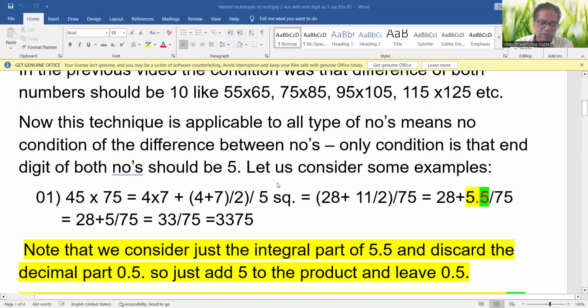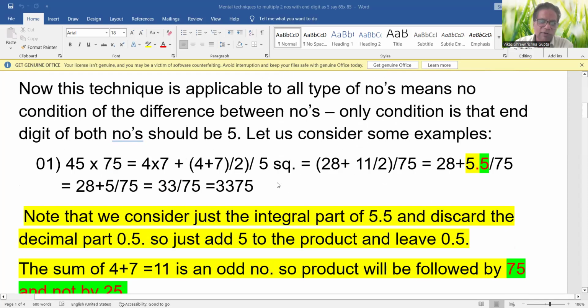Now, suppose you have to multiply 45 with 75. As you can see, the end digit is 5 only. And the difference of the numbers is now not 10. It is now 30. 75 minus 45 is 30. So how to multiply these numbers?